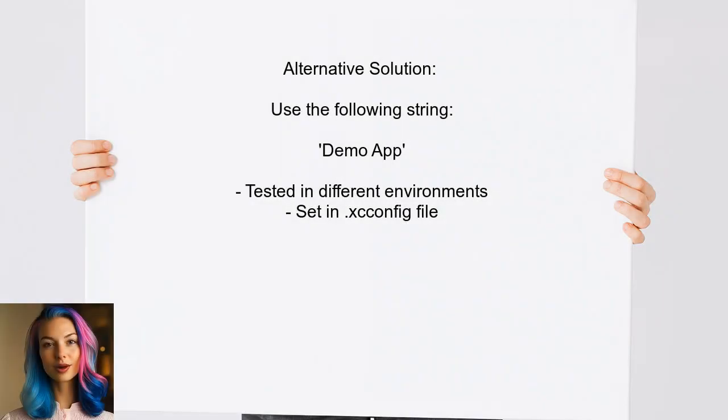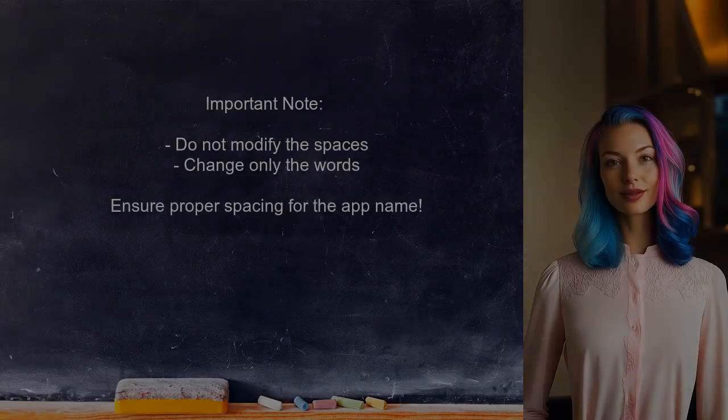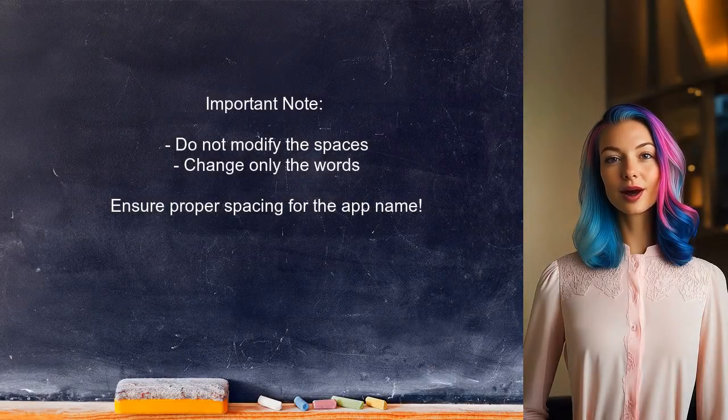One alternative solution is to use a specific string in your project to achieve the desired app name with proper spacing. The recommended string is demo app. This has been tested in various environments and works well when set in the xconfig file. It's important to note that you should not modify the spaces in the provided string. Only change the words, and it should work correctly.